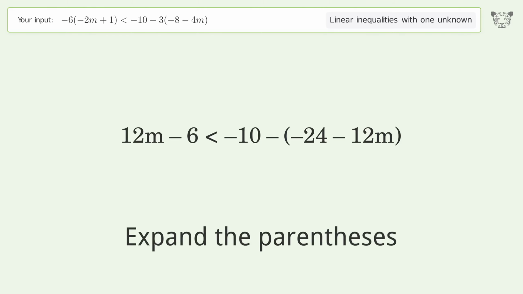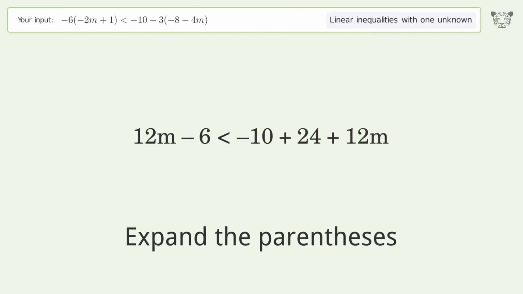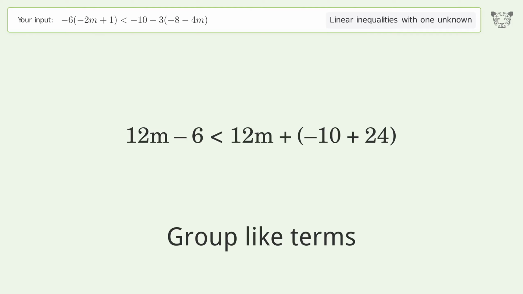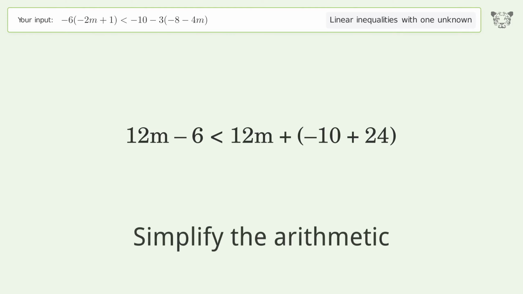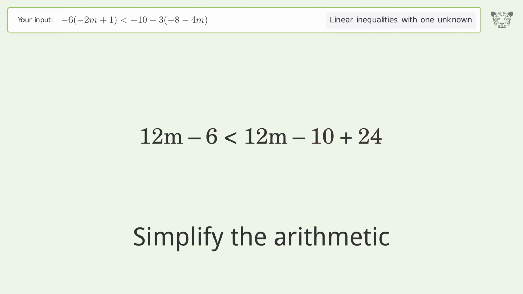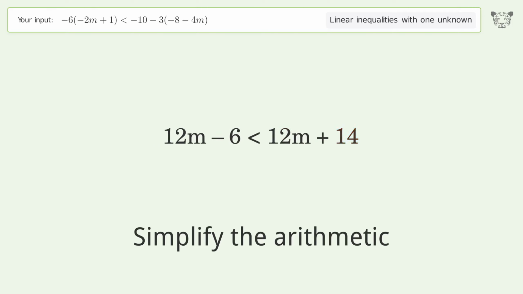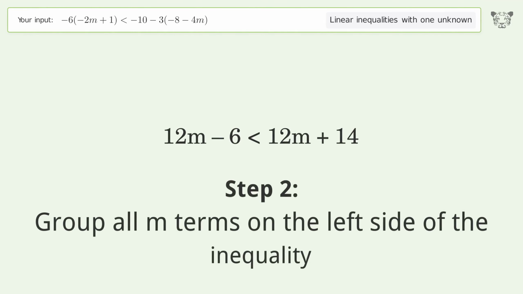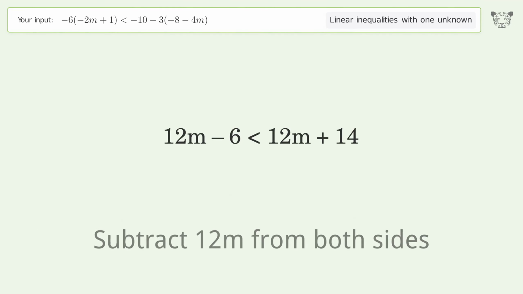Expand the parentheses. Group like terms. Simplify the arithmetic. Group all m terms on the left side of the inequality. Subtract 12m from both sides.